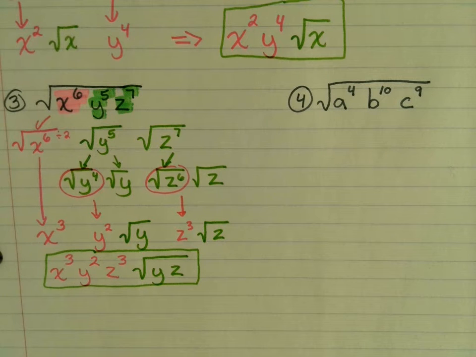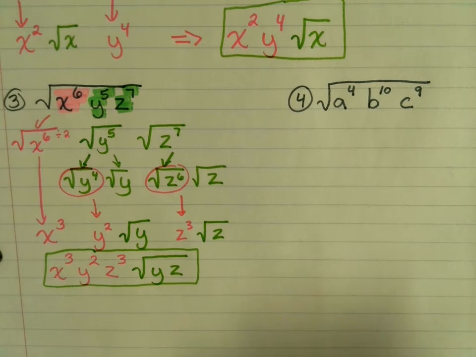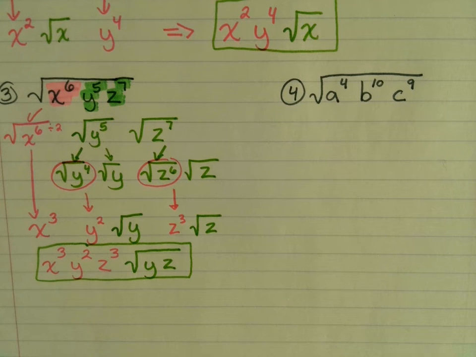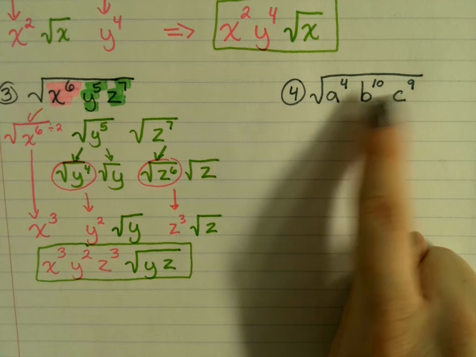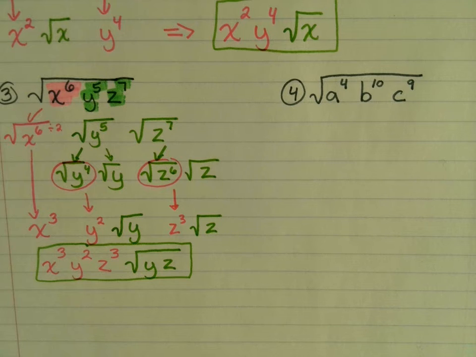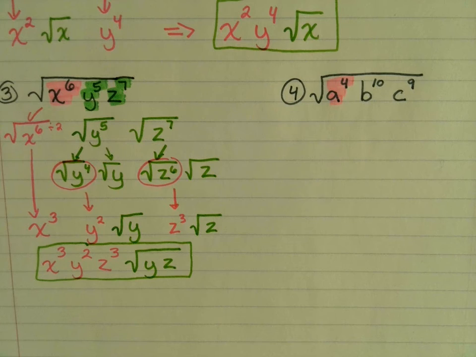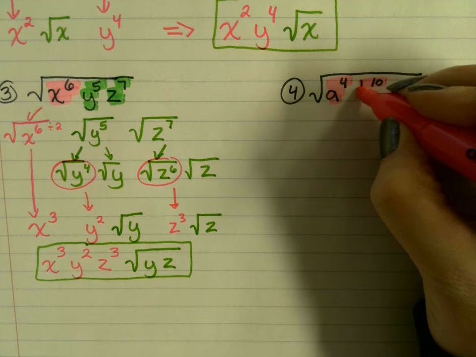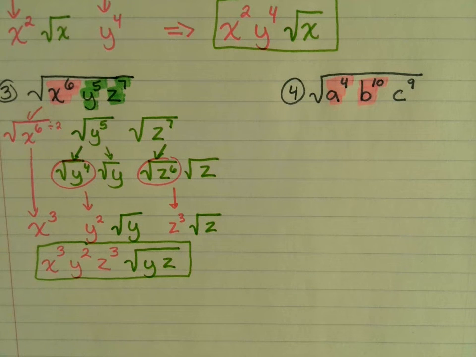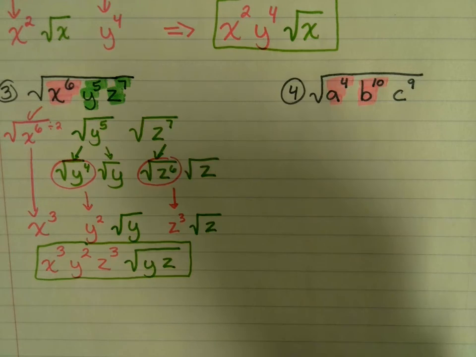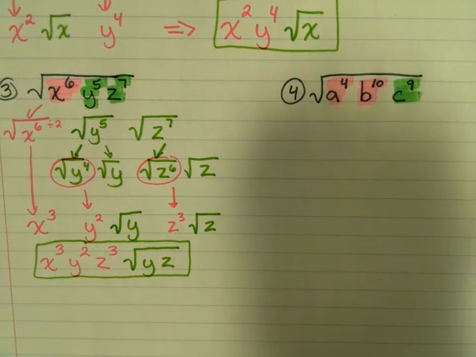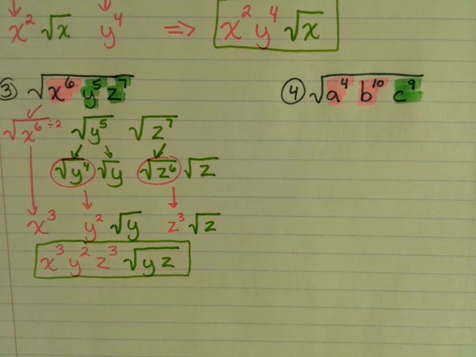Okay, let's take a look at problem number 4. Which variables up here are going to be perfect squares? A and B. A and B are our perfect squares because we have a to the 4th, that's an even power, and we have b to the 10th, that is also an even power. C to the 9th is an odd power, which means that it alone is not a perfect square. We'll have to create a perfect square factor from it.